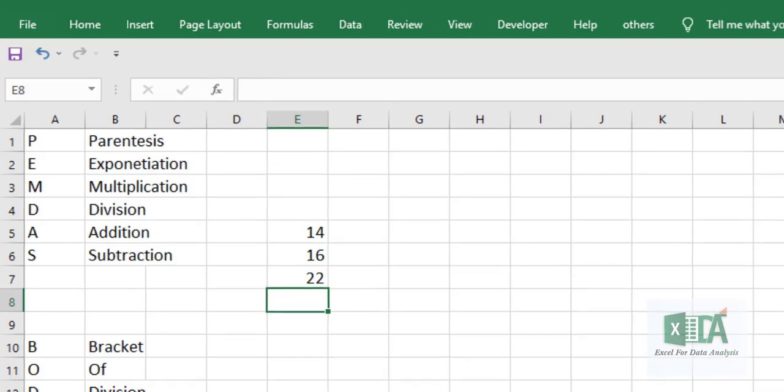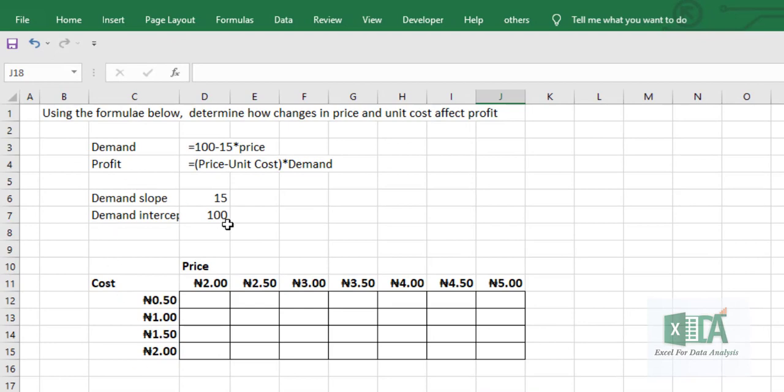Okay, let's look at this question. We have the demand formula to be 100 minus 19, which is demand intercept minus slope, multiplied by the price. That is the demand. Also, we have the profit here. The profit will be price minus unit cost, multiplied by demand. Here we have the cost price and the selling prices. So let's calculate the profit.